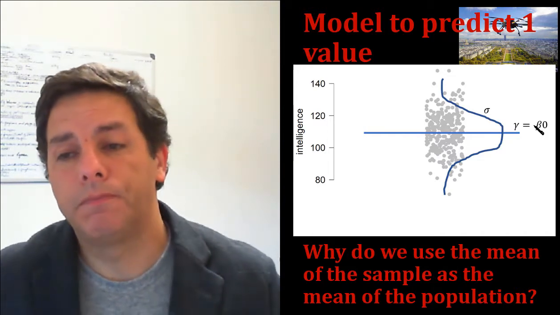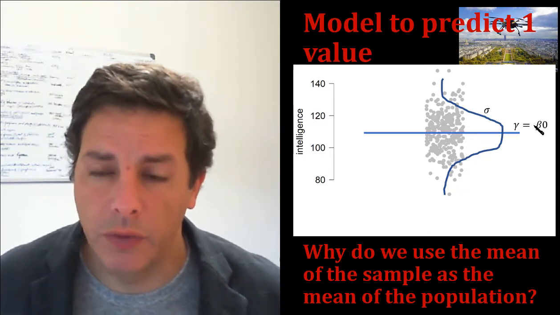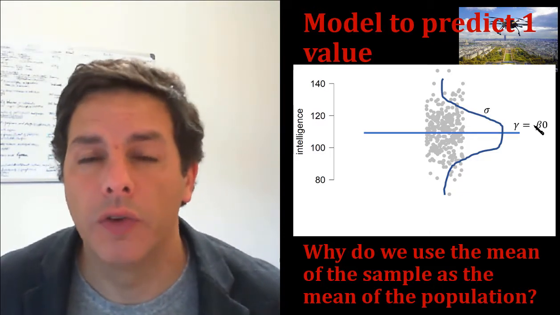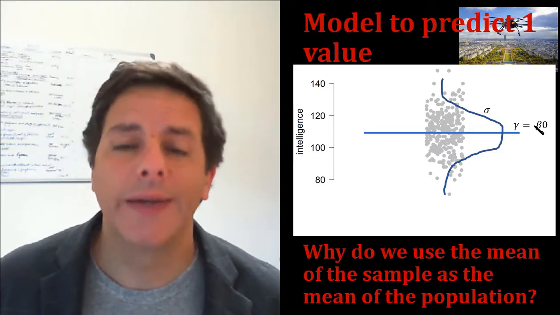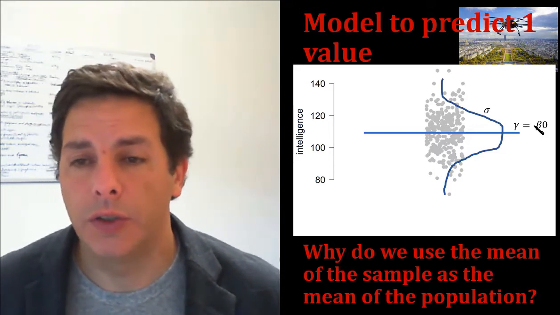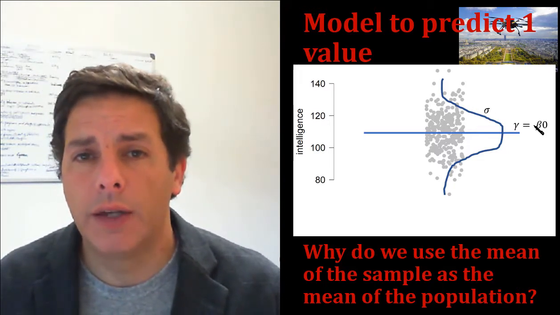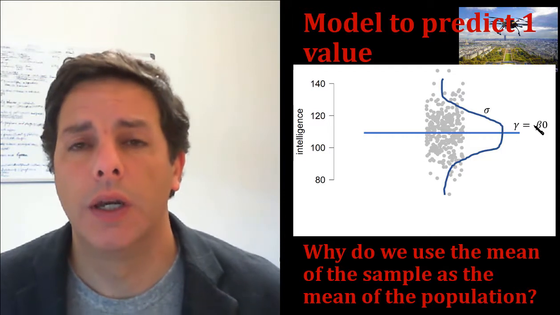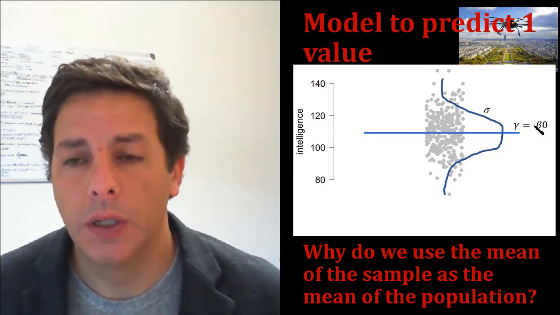Okay, so the first reason that we have to say is we don't know what's the actual mean of the population. We don't have any idea of what's the mean of the population. We know that we have a sample that we obtained that comes from a population, but we don't know what's the mean of the population.